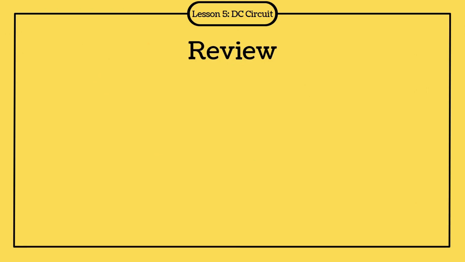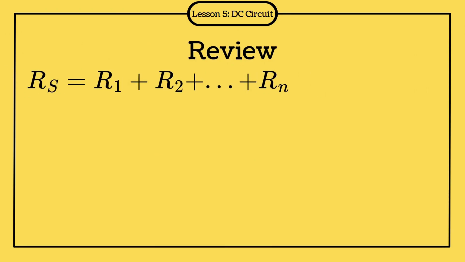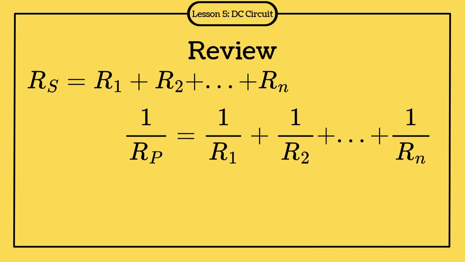Now it's time for review. The main things you're going to want to take away from this lesson are: the total resistance in series is equal to the sum of the individual resistances. The reciprocal of the resistance in parallel equals the sum of the reciprocals of the individual resistances. And the voltage of a battery is equal to the EMF minus current times internal resistance, or in the case of an ideal battery, voltage is simply equal to EMF.